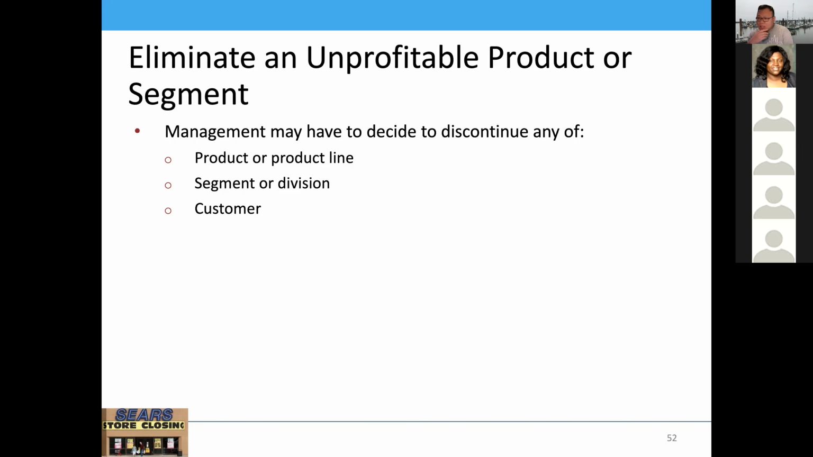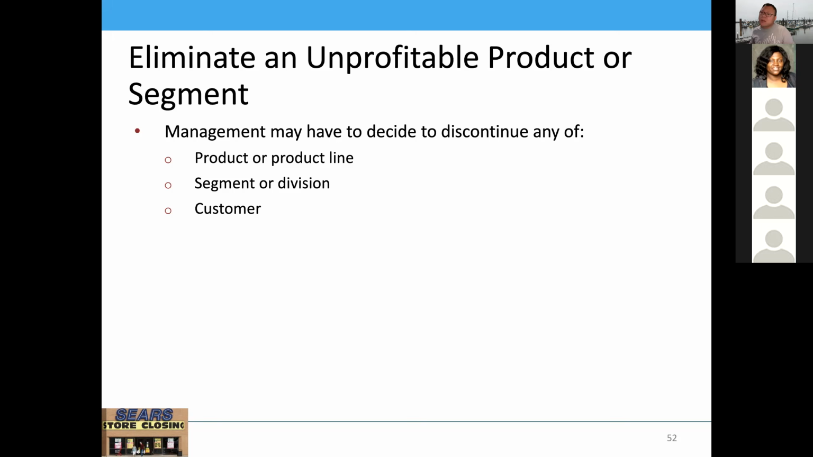So sometimes management has to make a decision. If I have multiple production lines, should I discontinue one because I'm losing money from this operation? Why would I keep it if I'm losing money? So my decision is, should I keep running it, or should I discontinue it?